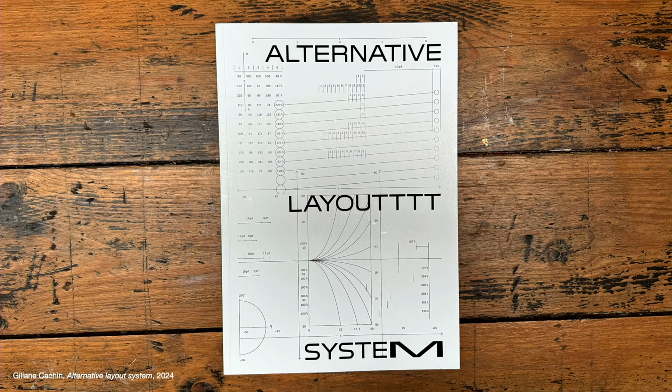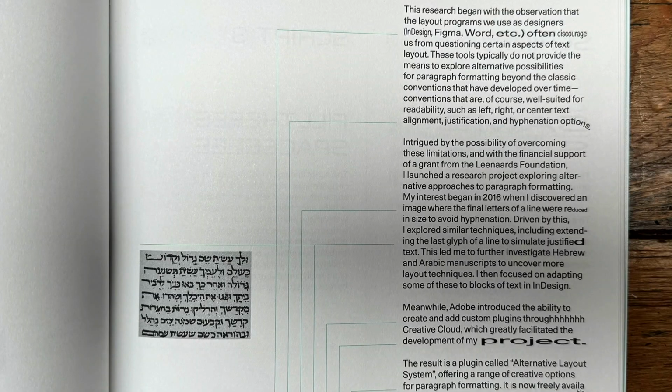Gillian Cashin's recent research project, Alternative Layout System, finds new ways to deal with the end of the line beyond the standard software choices, with InDesign plugins creating novel ways of dealing with this problem. What's interesting to me here is the automation of these tasks.